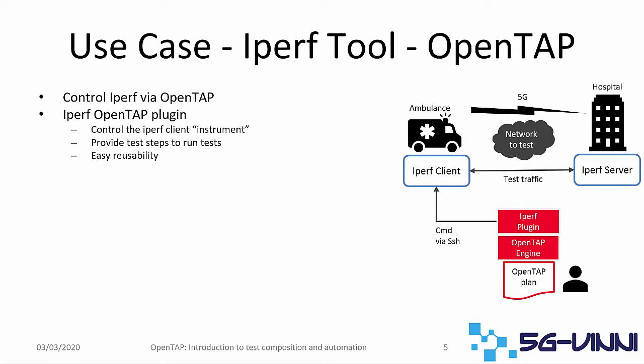To control iPerf using OpenTAP, we need to develop a plugin. This plugin could contain an instrument to manage the SSH connection and test steps to configure and execute measurements. This will allow for easy reusability and ensure scalability.